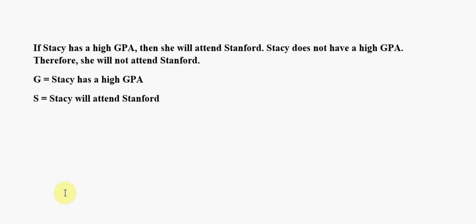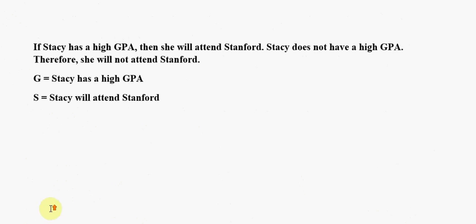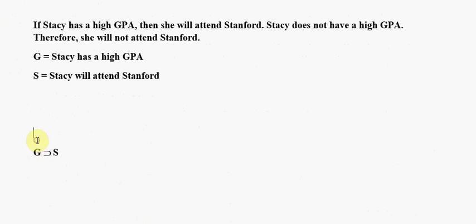Okay, we have our simple propositions symbolized. G will represent Stacy has a high GPA. S will represent Stacy will attend Stanford. Now we need to put this in purely symbolic terms. Well, the first premise is a conditional statement, and it will be represented by if G then S, right? Because that is what that first premise is saying. If Stacy has a high GPA, then she will attend Stanford. Okay, so that is our symbolized first premise.